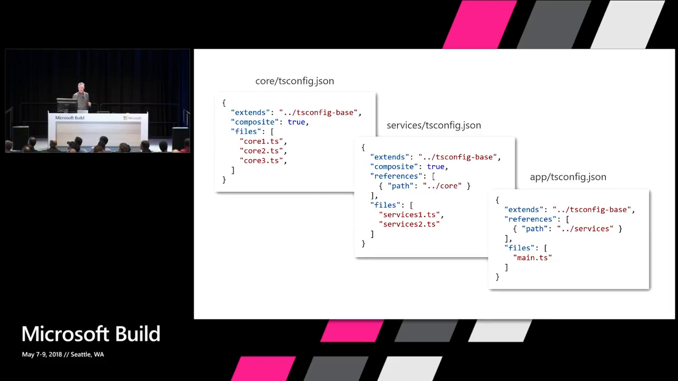And you see how they each have a references property that references the one that's one level up. Once you are a composite project, we are a little bit stricter about it: you must specify in your files or include or exclude masks the exact set of files that constitute the compilation. But once you do that, then we can very quickly check whether a project is up to date. And that means that we can do incremental builds in a much more efficient manner.